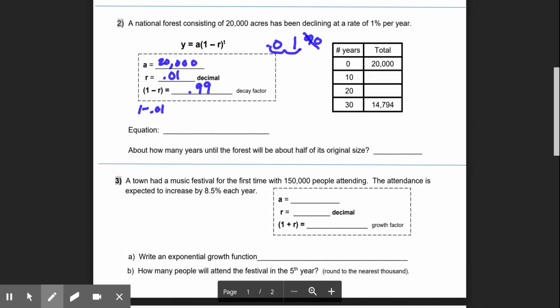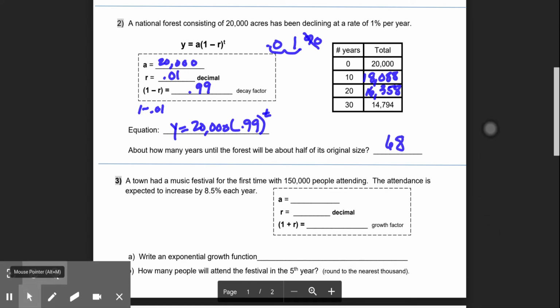So at 10 years, it's going to be 18,088. 20 years, it'll be 16,358. At 30 years, it's 14,794. So the equation would look like y equals 20,000 times the quantity 0.99 raised to the t power. So about how many years until the forest will be half of its original size? If you scroll on your table, after you put that equation in, it would be about 68.